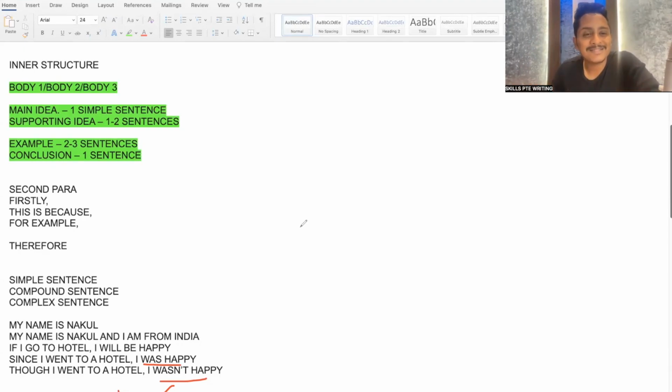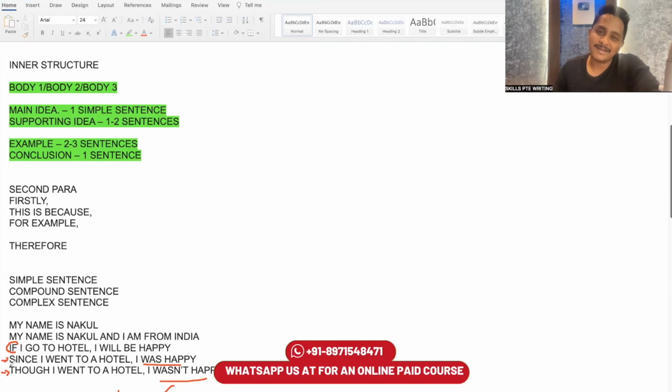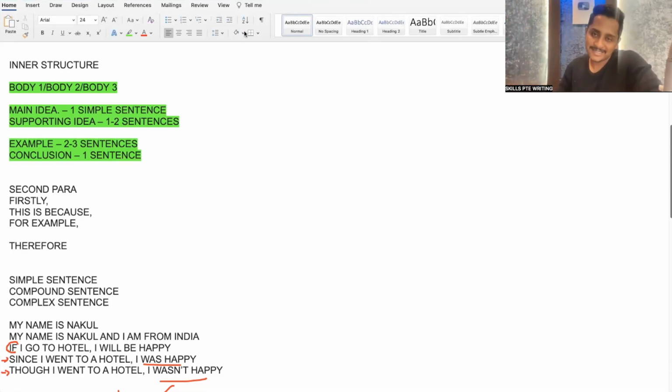But the idea for a complex sentence is using this: if, since, though, despite, although, when, whenever, wherever, because. All these are what we call subordinate conjunctions. And when you use them, it becomes a complex sentence. You can also use relative clauses like which.